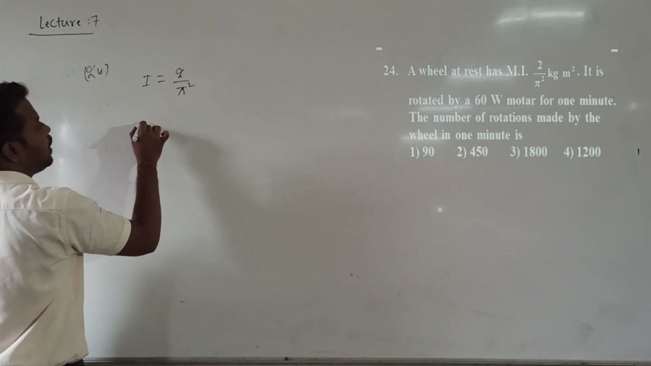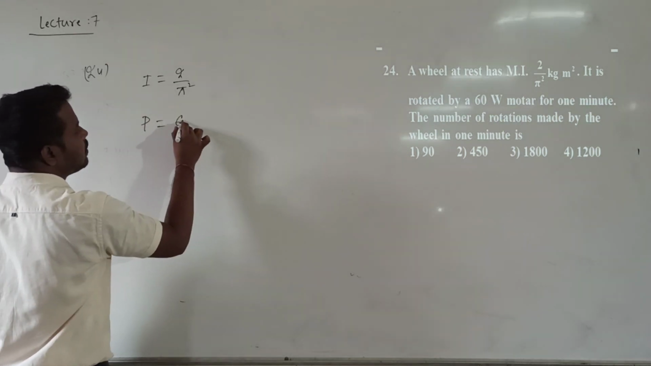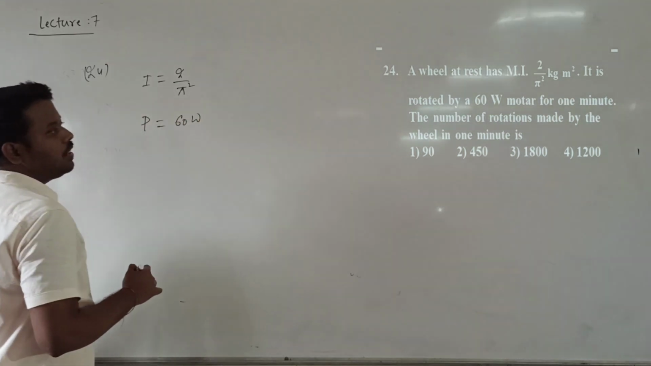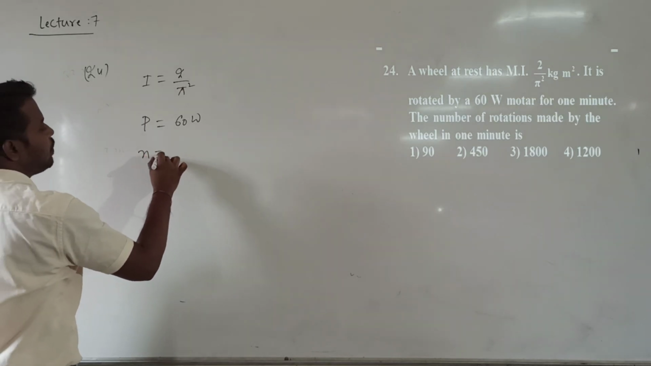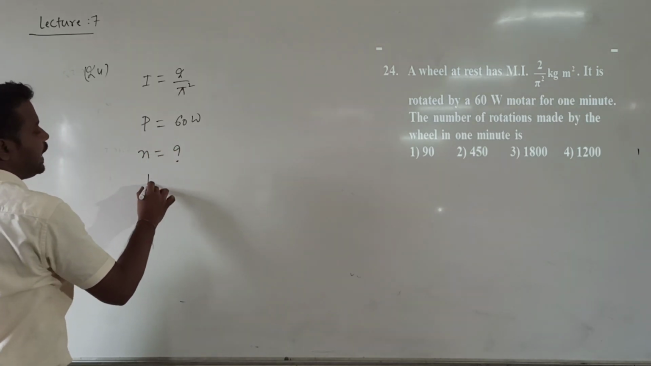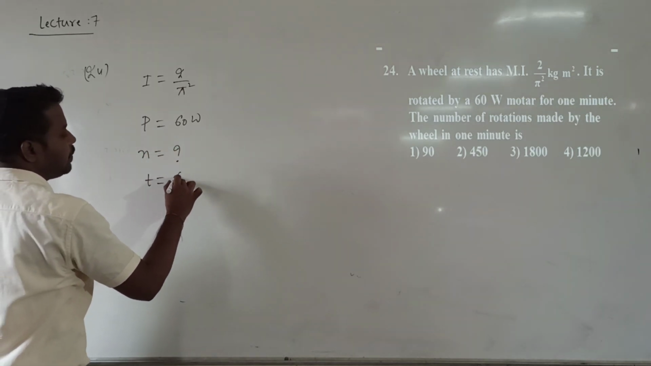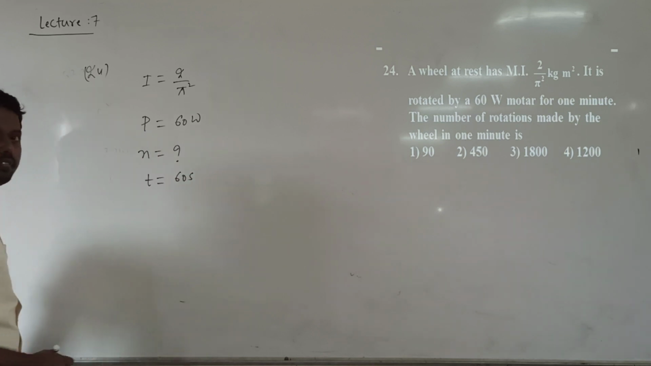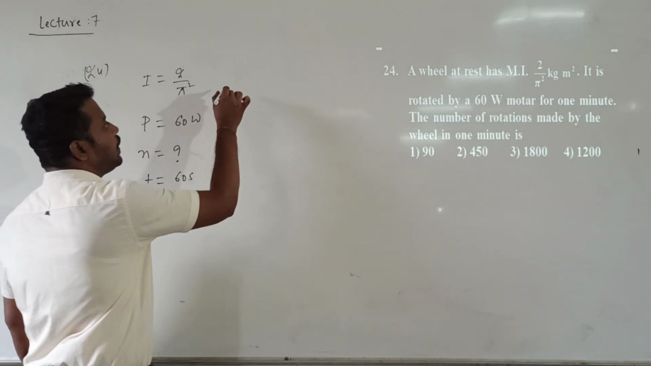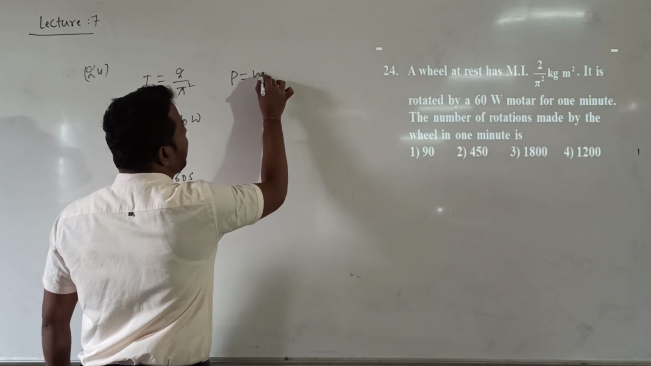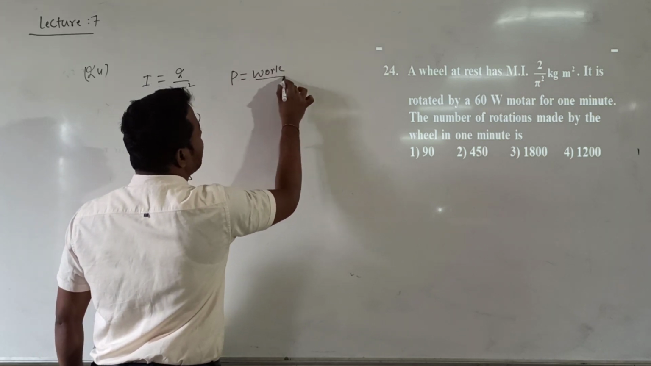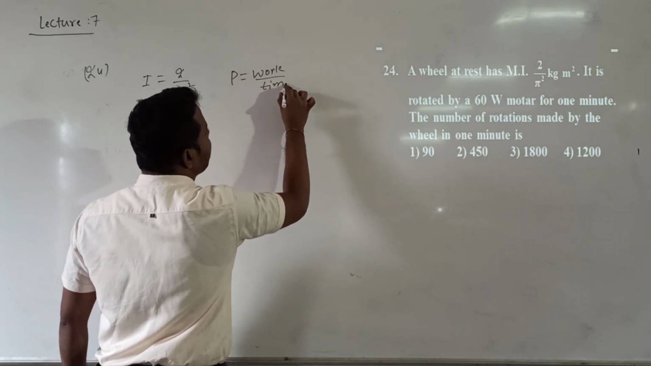It is rotated by a motor of power given. Power value is equal to 60 watts. They ask us to calculate how many rotations it completes in a time of 1 minute. 1 minute is nothing but 60 seconds. So what is the formula for power? Power is nothing but rate of work done. Work done by torque. How much work is done in a given time.